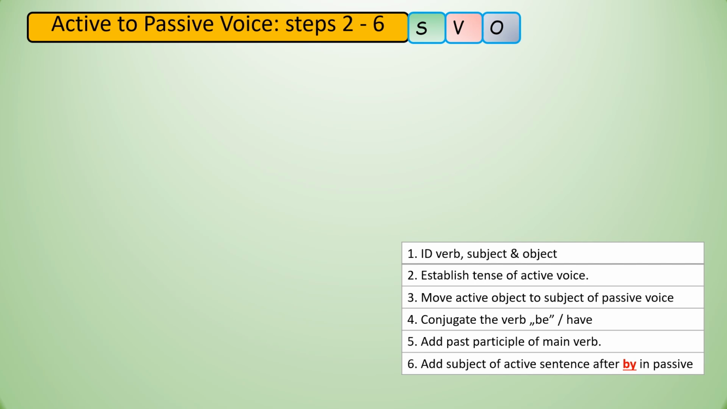2. Establish the tense of the active voice sentence. 3. Move active object to subject of the passive voice. 4. Conjugate the verb be or have. 5. Add past participle of the main verb. 6. Add the subject of the active sentence after by in the passive.